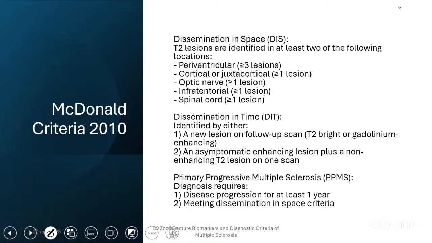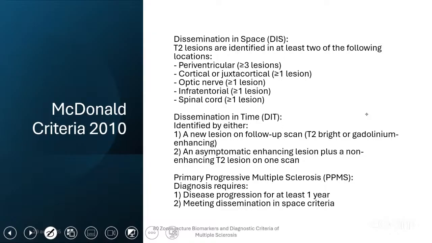The T2 lesions are identified at least two of the following set locations. Dissemination in time is identified by a new lesion on follow-up scan, which is very easy to remember. If another new lesion appears, dissemination in time. An asymptomatic enhancing lesion plus a non-enhancing lesion on one scan also suggests. And for primary progressive MS, the disease progression for at least 1 year, meeting the dissemination in space criteria.